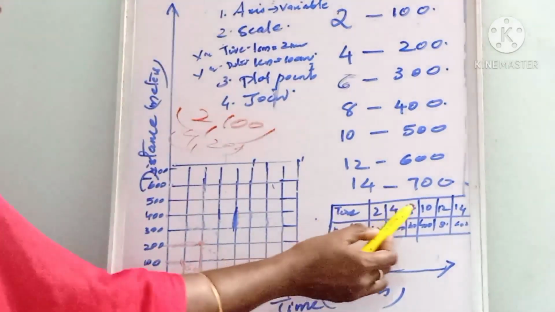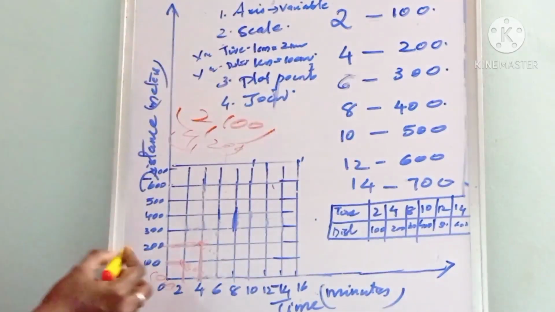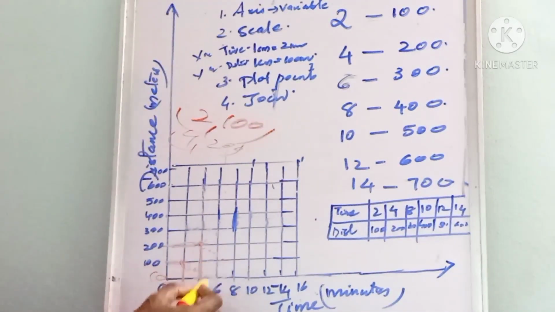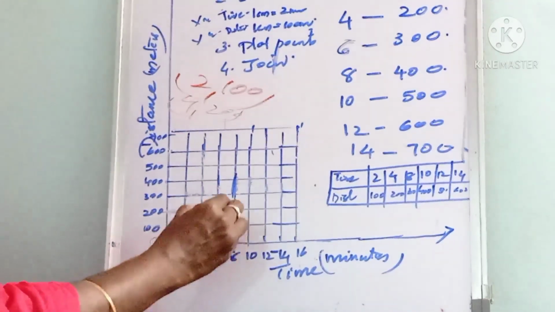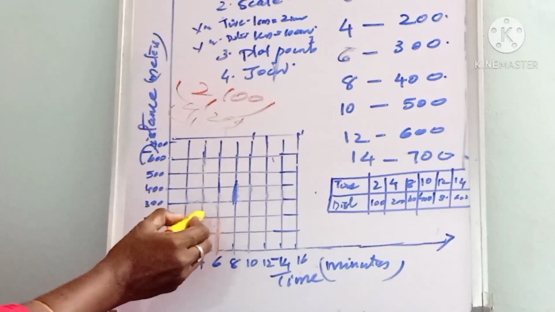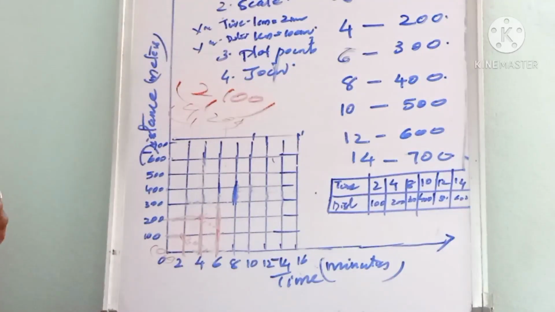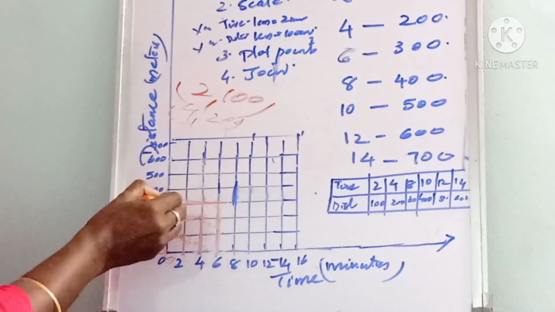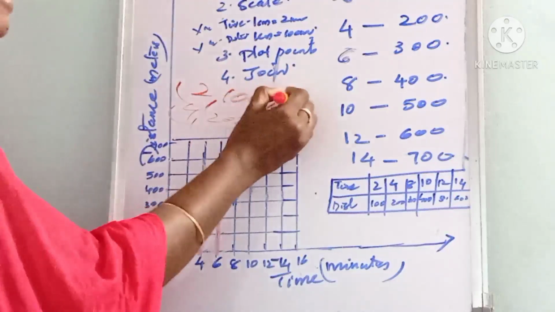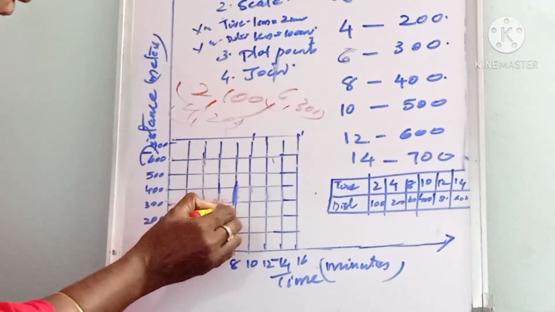The next point is 6, 300. Corresponding to 6, we have to draw a parallel line like this. Then, for 300, another line parallel to the x-axis at 300 like this. Here we got the point 6, 300. At this point you have to write 6, 300.